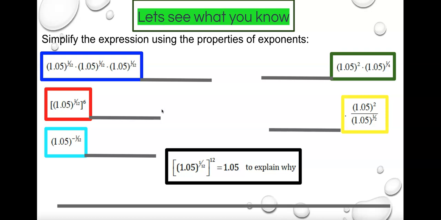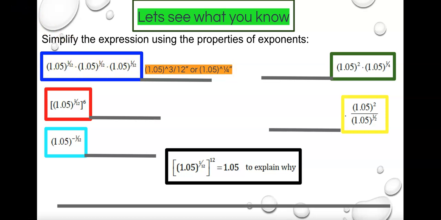Okay, now that you've had time to look at the warm-up and try to complete it by yourselves, let's take a look at it. So question number 1 is just showing I have the base number is 1.05 and I'm multiplying them. So I know that I have to add those exponents together. So when I add those exponents together, I should get 3/12, or I should get 1.05 to the 1/4 power. Because you're taking 1/12 plus 1/12 plus 1/12.